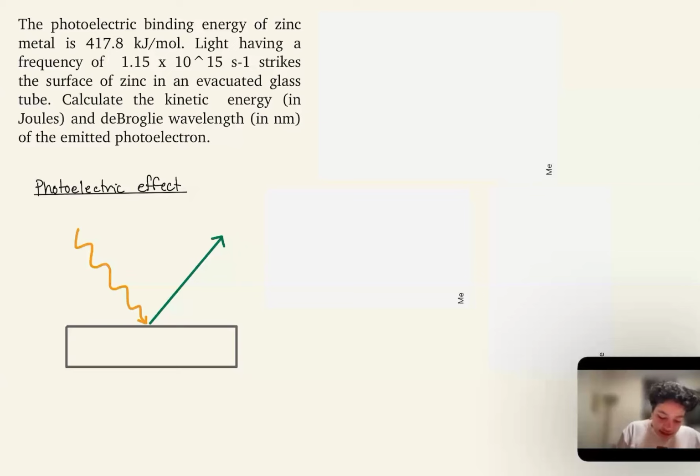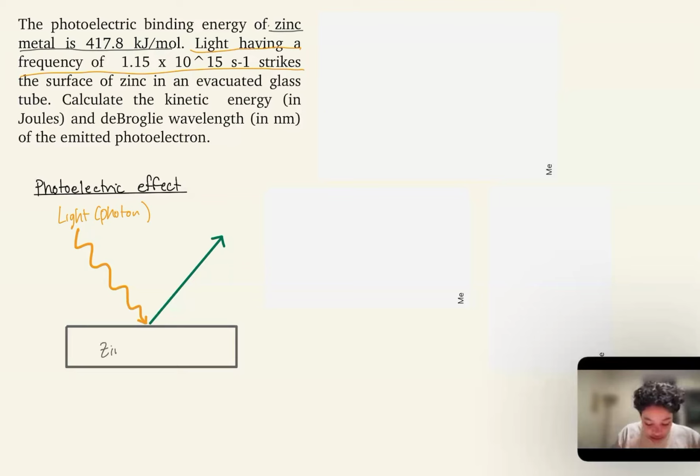Yeah, so this is the light we're talking about in the problem. The light that has a frequency, okay? And another word for this light is photon. So you may see it as photon. And what is this light striking? Good. So the zinc metal for the binding energy.